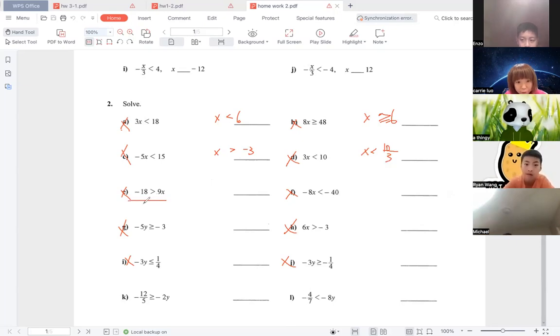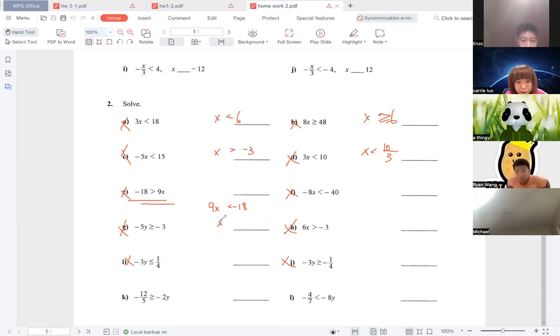Okay, so this question is very tricky. I want to see if Enzo gets it right or not. So first of all, I want you to put 9x is smaller than negative 18 first. So usually we put the variable on the left side and the number on the right side. So let me see if we want to get x.